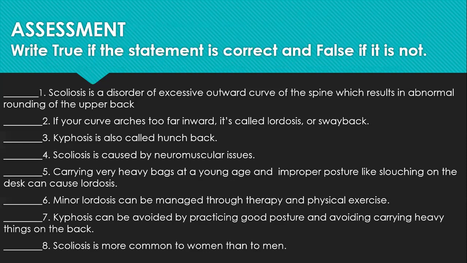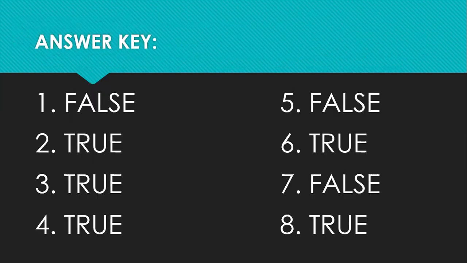Done answering? If you are, then let's check your work. Let's start with number 1, false. 2, true. 3, true. 4, true again. 5, false. 6, true. 7, false. And 8, true. Count the number of check marks and put your score on the uppermost right-hand corner of your activity notebook.